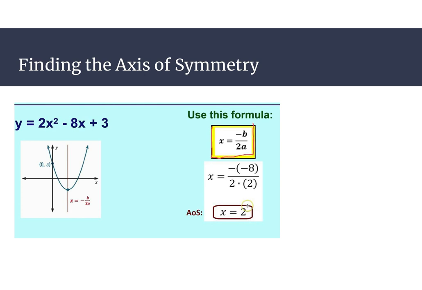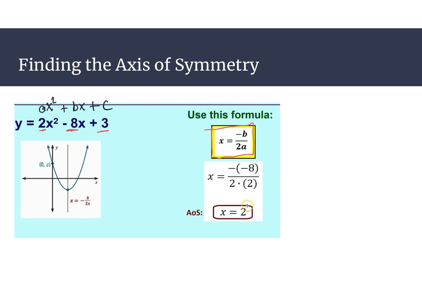So we want to remember that a, b, and c are just numbers in my quadratic equation. So this is a standard form equation. So this means ax squared plus bx plus c. So 2 is my a, -8 is my b, and 3 is my c. So I'm going to plug my numbers into my formula.